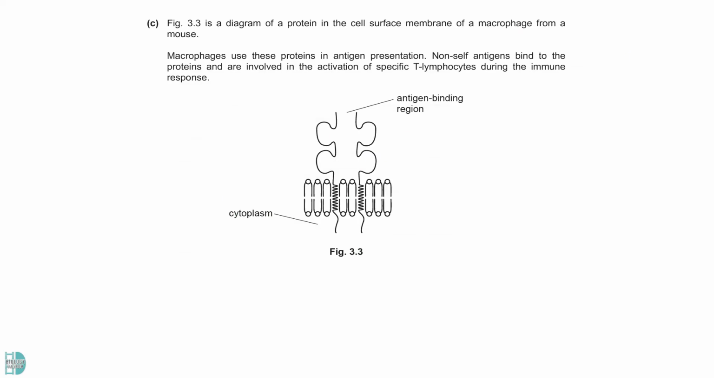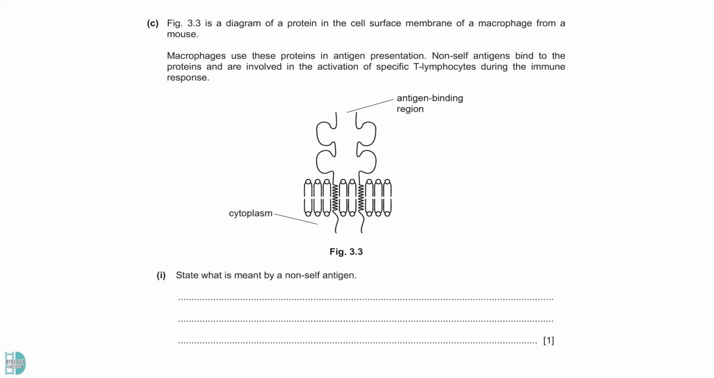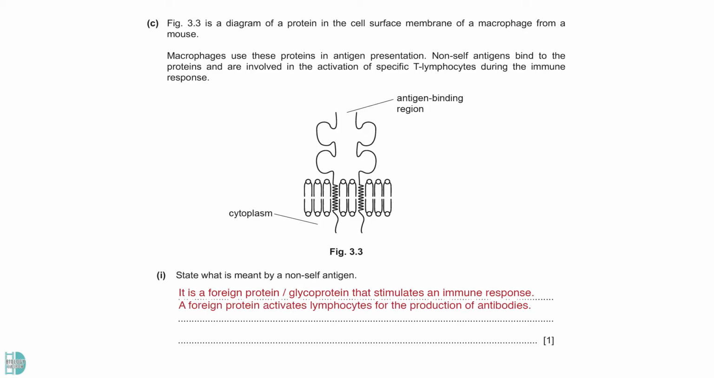C shows us a diagram of a protein used for antigen presentation. 1. State what is meant by a non-self antigen. It is a foreign protein or glycoprotein that stimulates an immune response. You can also say that it stimulates the production of antibodies or the activation of lymphocytes.